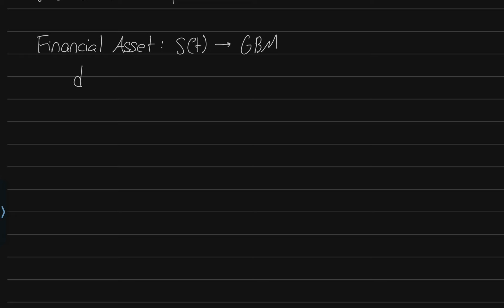We have dS, and obviously this is going to be in differential form. So we have dS is equal to mu S dt, which, as we talked about, is going to be our drift term, plus a random shock term, which is sigma S dW. And just keep in mind, dW is the infinitesimally small increment of the Wiener process, which could also be thought of as an incrementally small increment of Brownian motion.